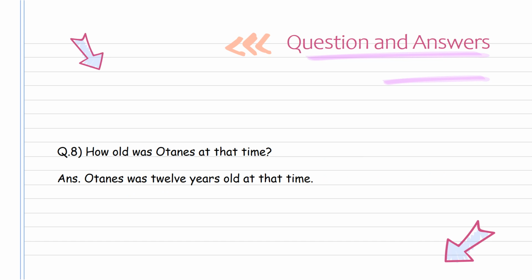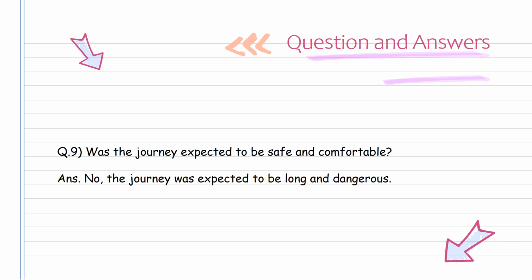Question 8. How old was Otanes at that time? Otanes was 12 years old at that time. Question 9. Was the journey expected to be safe and comfortable? No, the journey was expected to be long and dangerous.